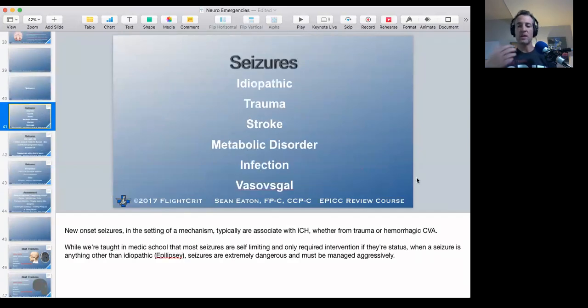Seizures, of course, just having a general idea of what causes them. Sometimes they're idiopathic, like epilepsy. They can be caused from trauma, strokes, metabolic disorders, infections. And then there's this vasovagal seizure, which really isn't a true seizure. It's just a vasovagal response. You bear down, blood pressure drops, the brain becomes hypoxic. You have this brief period of hypoxia, and there's some tonic-clonic-like activity, but it's not a true seizure.